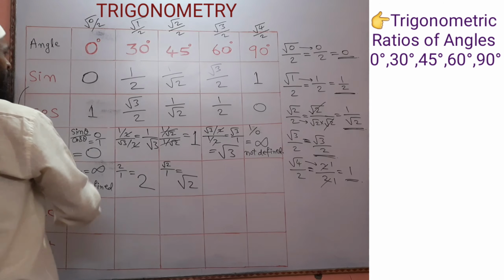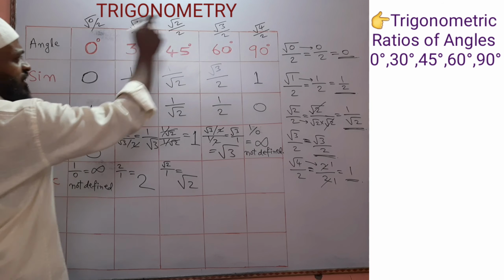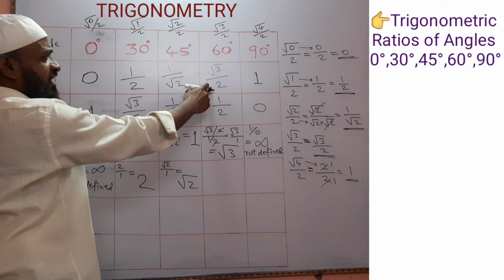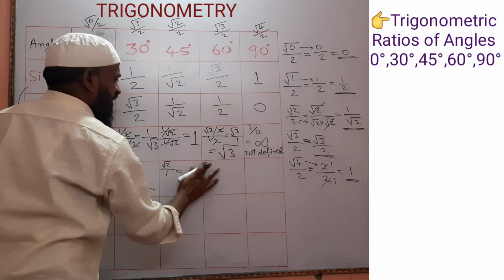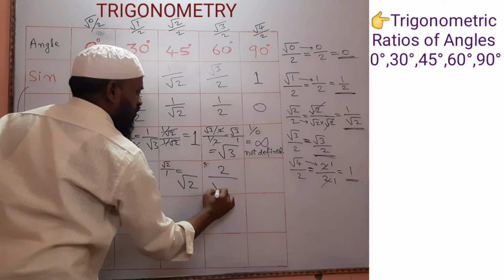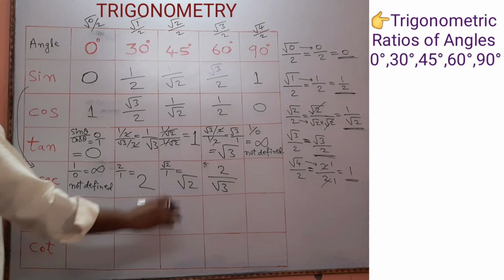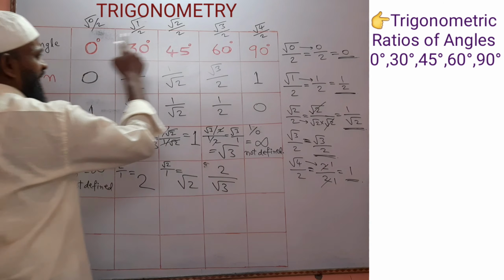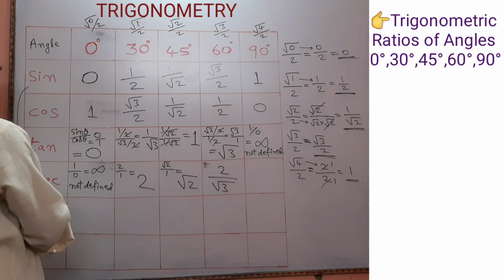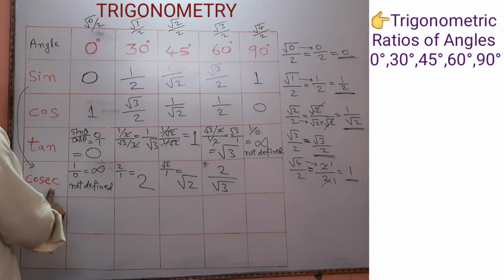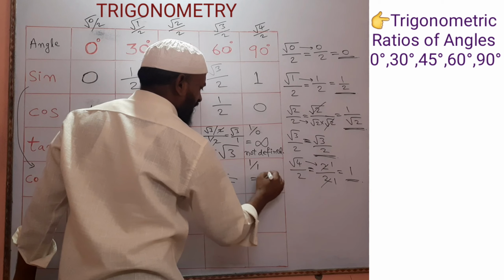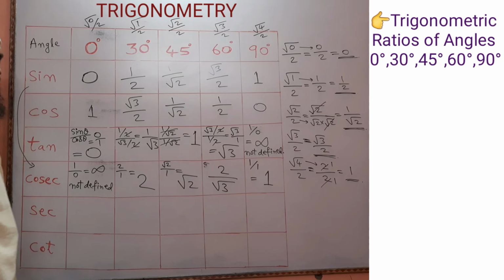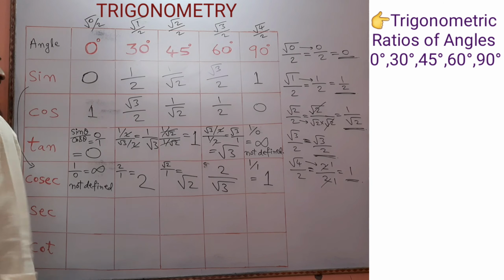Root 2. For cosec 60 degree, take the reciprocal of sin 60. Sin 60 is what? Root 3 by 2. Root 3 by 2 reciprocal is 2 by root 3. Then we can write cosec 60 degree is 2 by root 3. Next one, sin 90 is 1. Reciprocal of sin theta is cosec theta. Cosec 90 is reciprocal of 1. Reciprocal of 1 is 1 by 1, nothing but 1 only. So these are the cosec values.